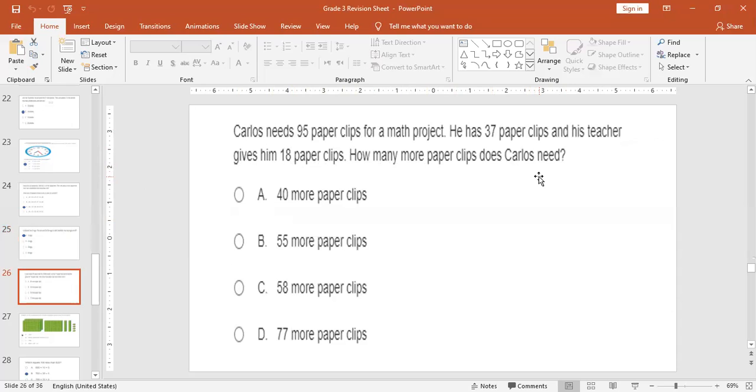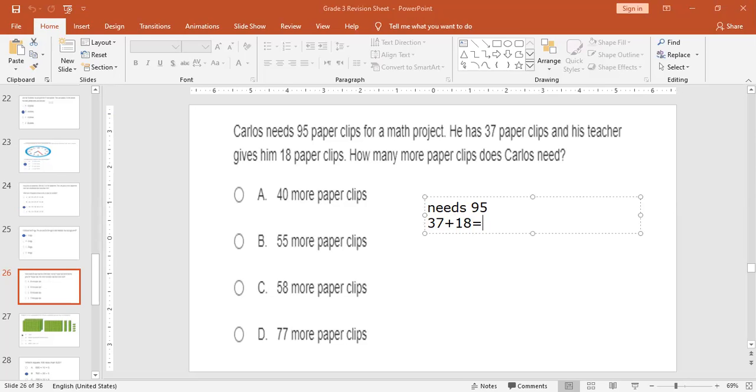So I have to do my calculations. What is my calculation now? First number is 95. He needs 95 paper clips. He has 37 paper clips. So I will write that he needs 95. Then he has what? He has 37. His teacher gave him what? Gave him 18. So I will add 18.